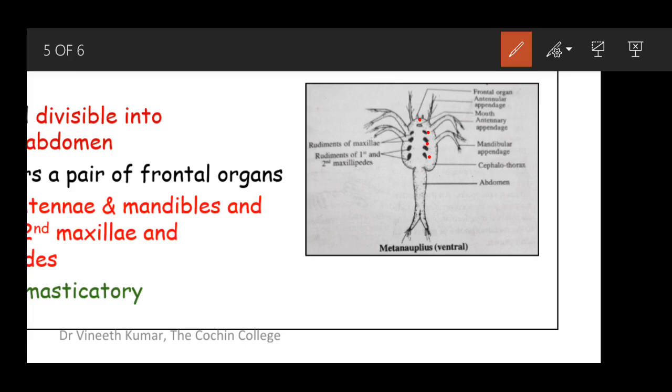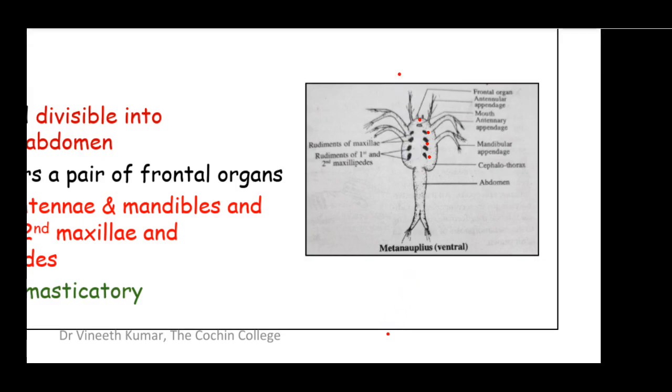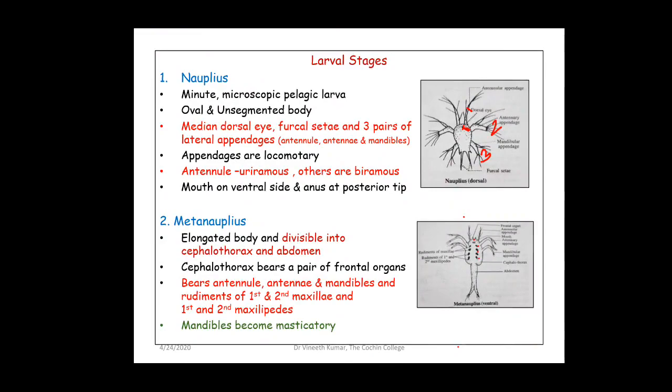maxillipeds. And in this particular stage, as we said in nauplius, all the three appendages, including the mandibles, were locomotory in function. Here, the mandibles become masticatory in function. It acquires the function in feeding. So these are the details pertaining to the second larva, which is metanauplius.